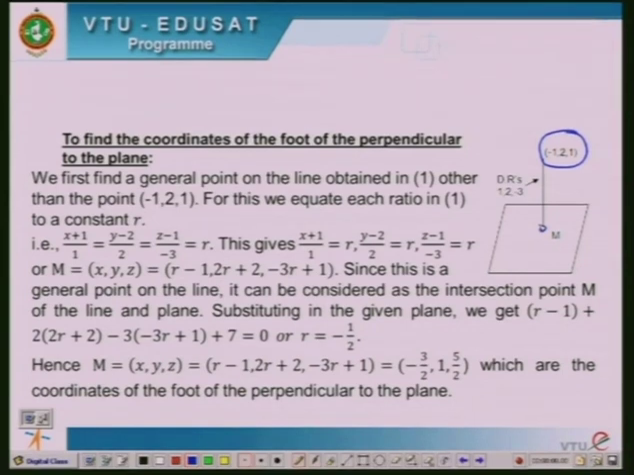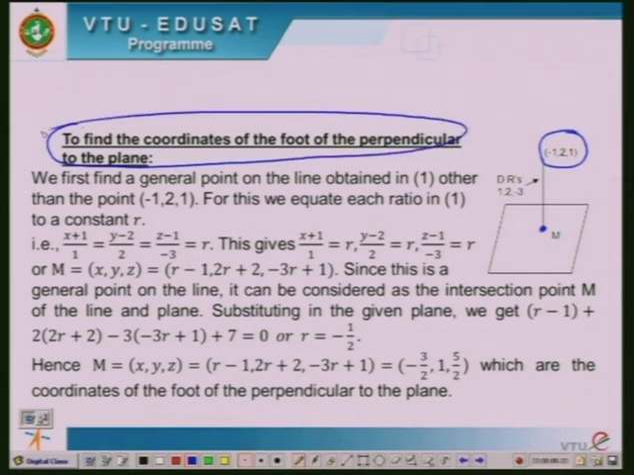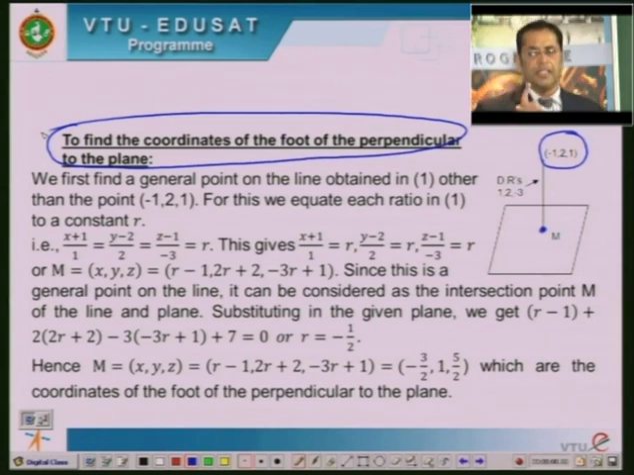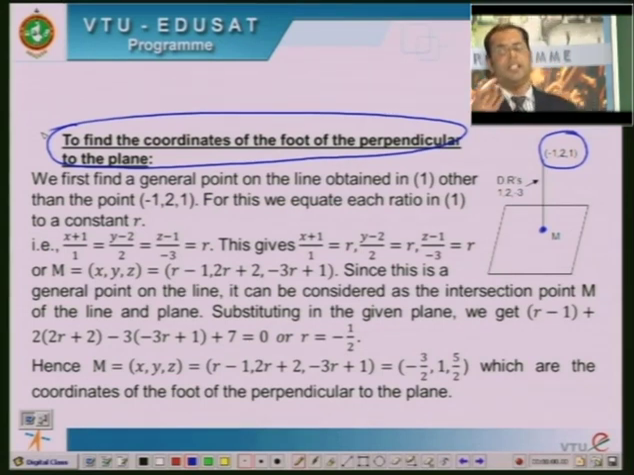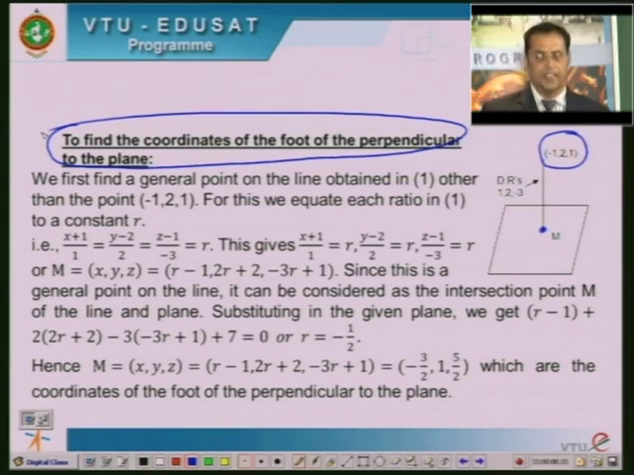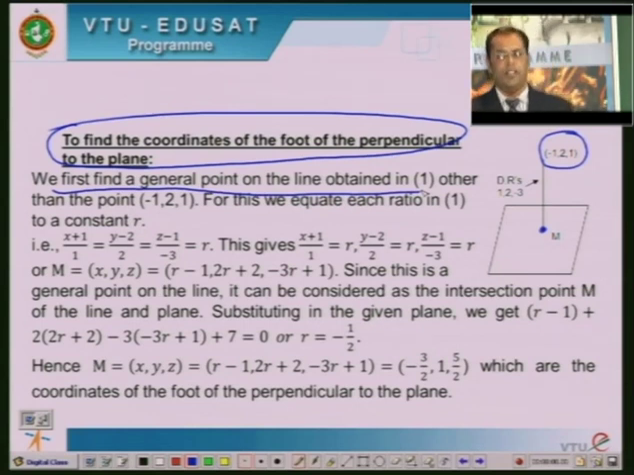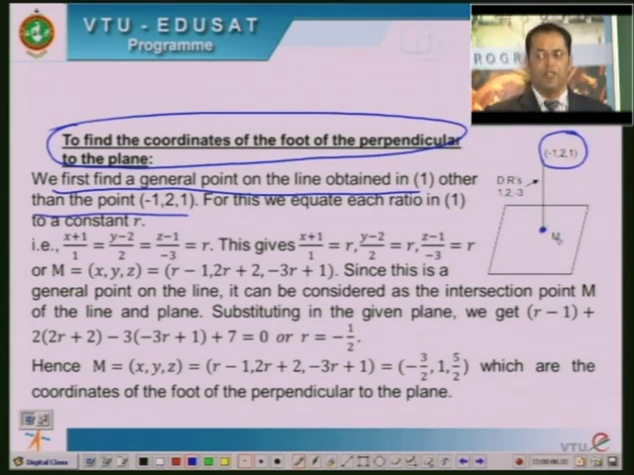How do you obtain this? That is the second part of the problem. To find the coordinates of the foot of the perpendicular to the plane, since the symmetric form is a set of ratios, as we discussed in the previous session, each ratio can be taken equal to r. So we first find a general point on the line obtained in the previous slide, other than the point (-1, 2, 1), which is the point through which the line passes. Since the general point can lie anywhere on the line, you can assume it to be the point M itself.